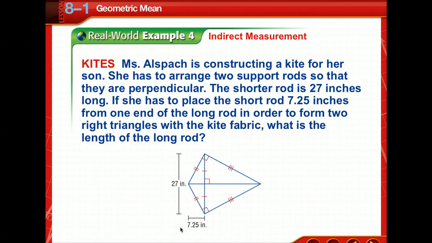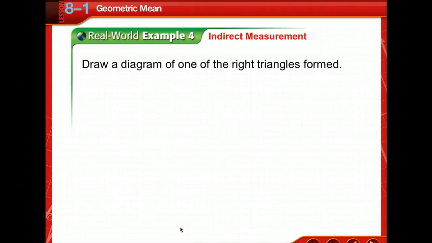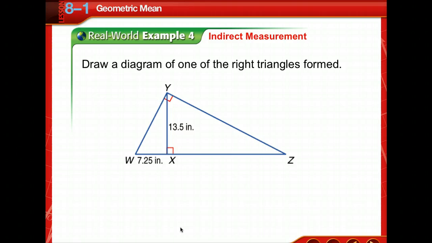Now you can also use a geometric mean to measure height indirectly. So pause for a moment and read through this problem, and then we'll go on and work it. So first of all, you need to draw a diagram of one of the right angles formed. It might be helpful if you were to sketch this diagram in your notes so that as we go through and work the problem, you can see where we're getting the numbers.